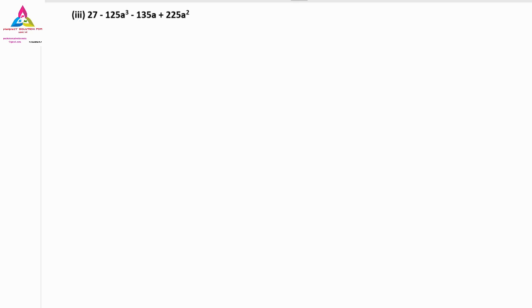This question will irritate some of the students. Why is it irritating? Here we don't have a cube for the first term. For the second term we have a cube in terms of a cube. And here we don't have a square, and here we don't have a square. So it is the most irritating type of question.